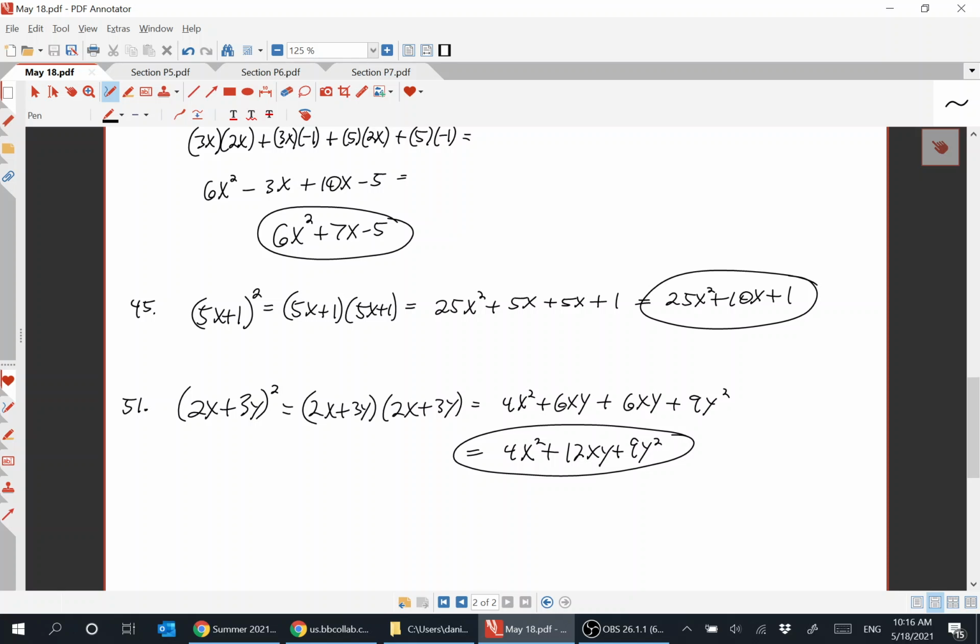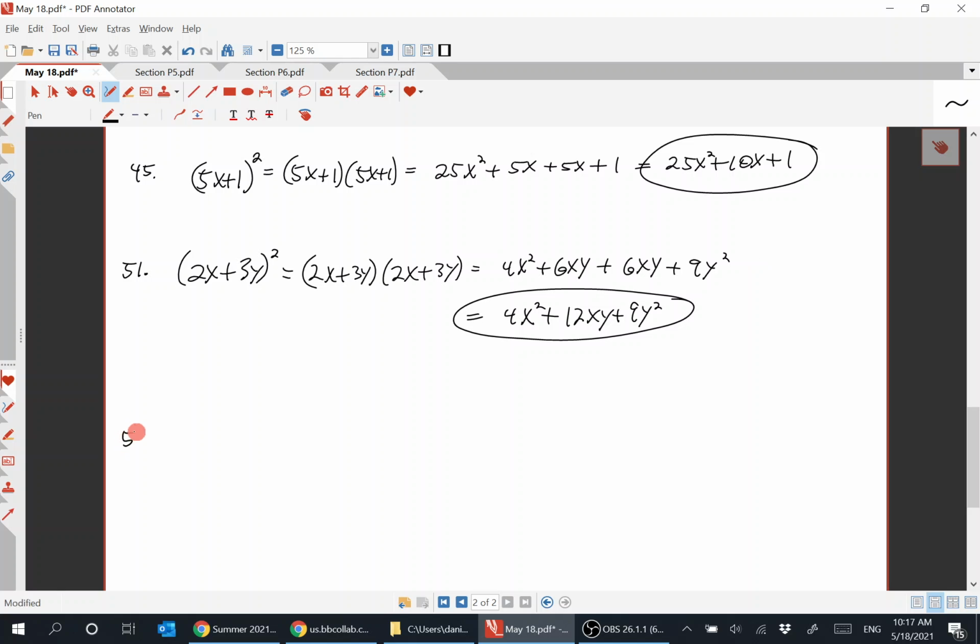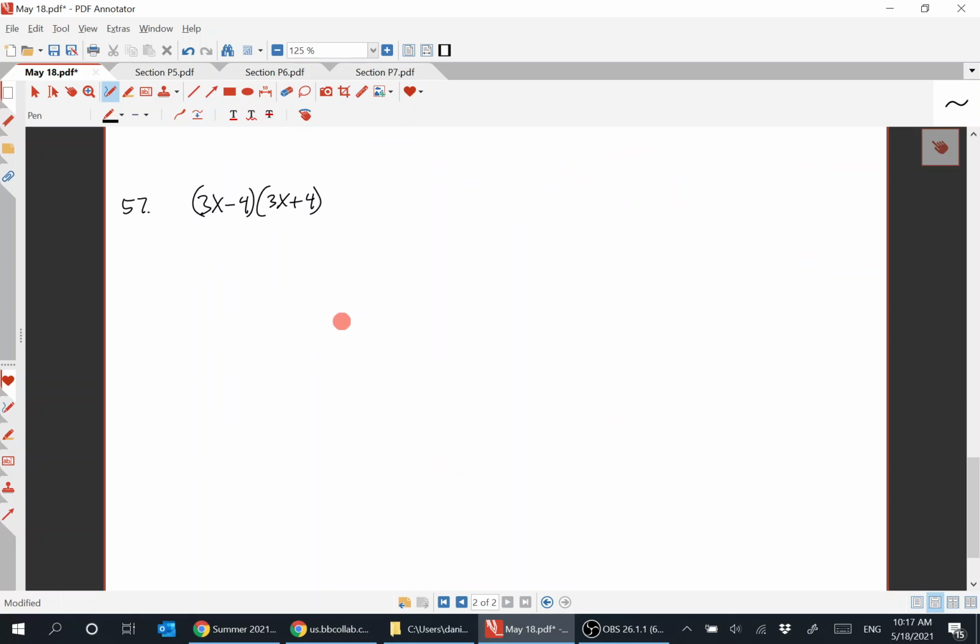Every sixth problem, so that was 51. So 51 minus, let's say 57. This is an interesting one. 3x minus 4, 3x plus 4. So notice these polynomials are the same, except one's got a plus here and the other's got a minus. And something interesting happens in that case.